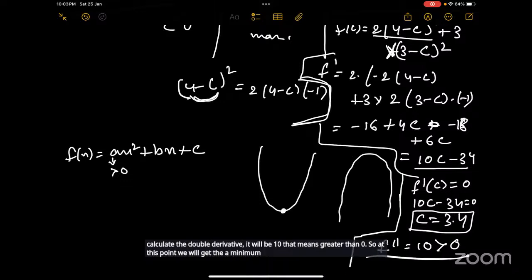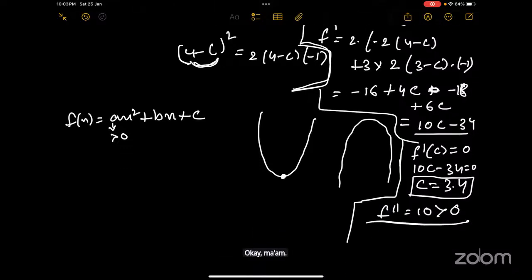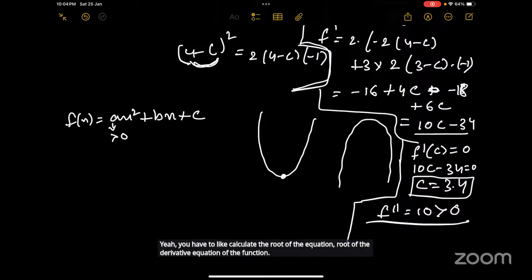Derivative becomes 0 when the slope at this point is equal to 0. You have to calculate the root of the derivative equation of the function. Okay. Yes, ma'am.